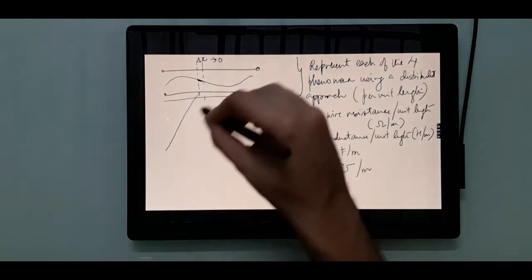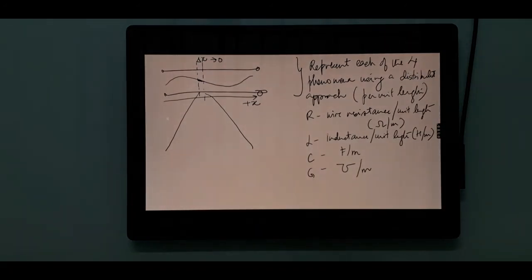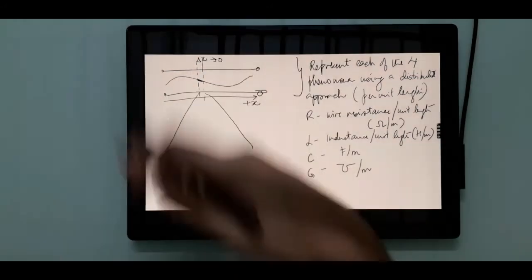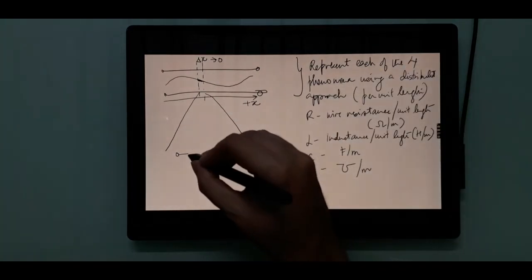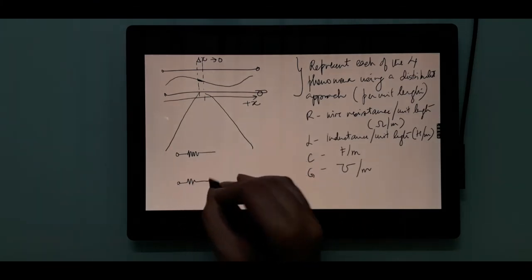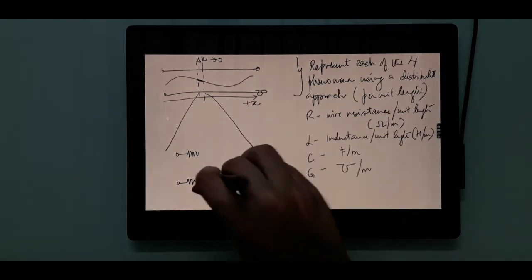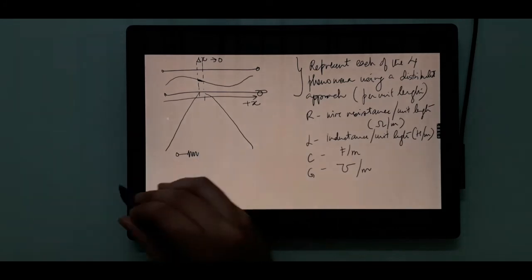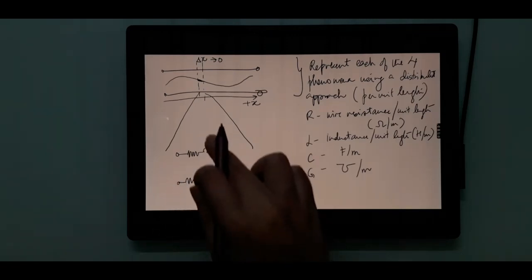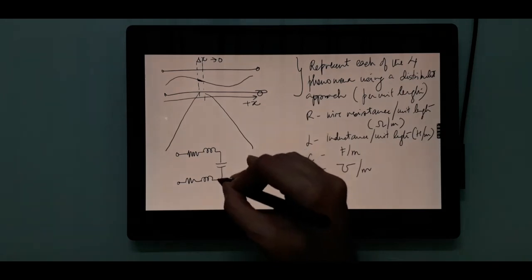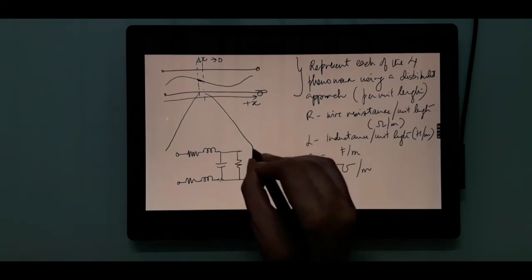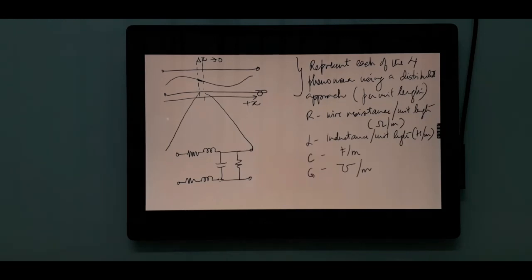So, if we now magnify this and zoom in to see what is inside, we can represent these four phenomena in this manner: resistance, inductance, capacitance, and conductance. The symbol for resistance and conductance is the same.